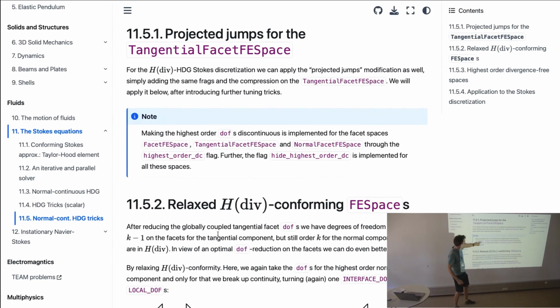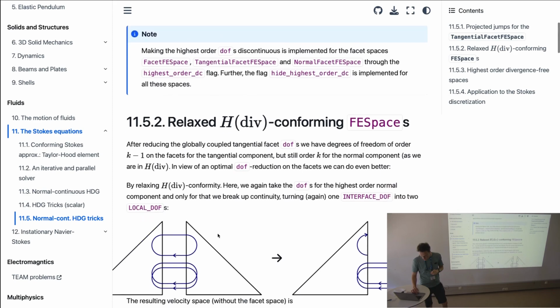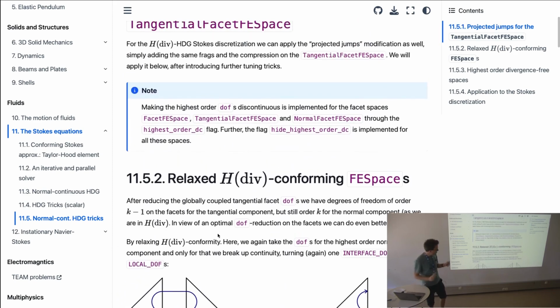Just to mention this in the larger context, you can also do this for normal facet FE spaces. So you have this kind of flags and this idea for different ones as well. If you think about optimality in terms of degrees of freedom, the normal component is still order k, and in that regard slightly suboptimal, a bit too much if you want. So there's a compromise between perfect compatibility in mass conservation and getting a reduced number of degrees of freedom in your global linear system.